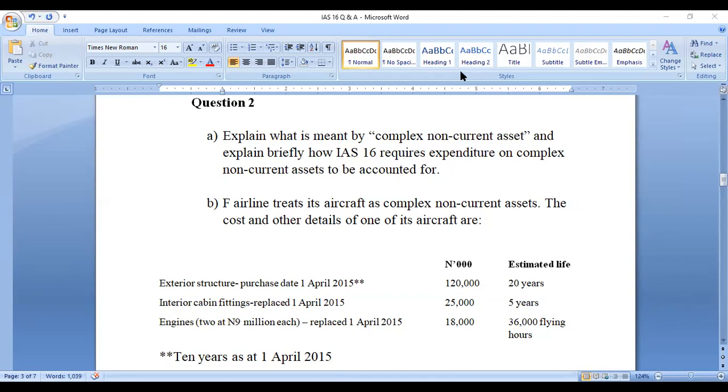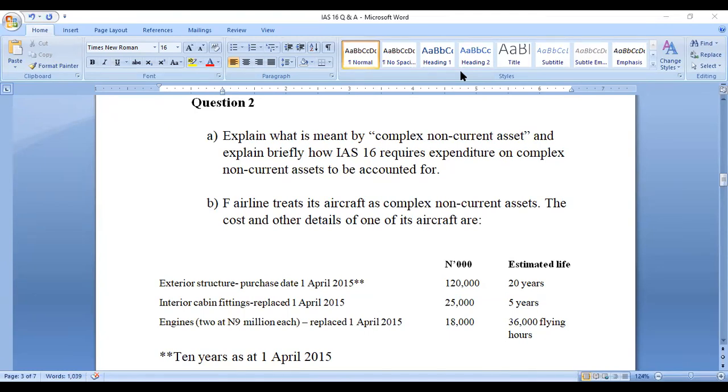Okay, yes. Complex non-current assets is also known as separate components. It refers to a non-current asset that has a number of significant separate components. That means that these components can be identified on their own, and they possibly have different useful lives. So for example, we can say a car. Someone will say, this car is okay, the only problem is the engine. We just need to change the engine. So the engine is a component of the car, but the engine also has its own useful life.